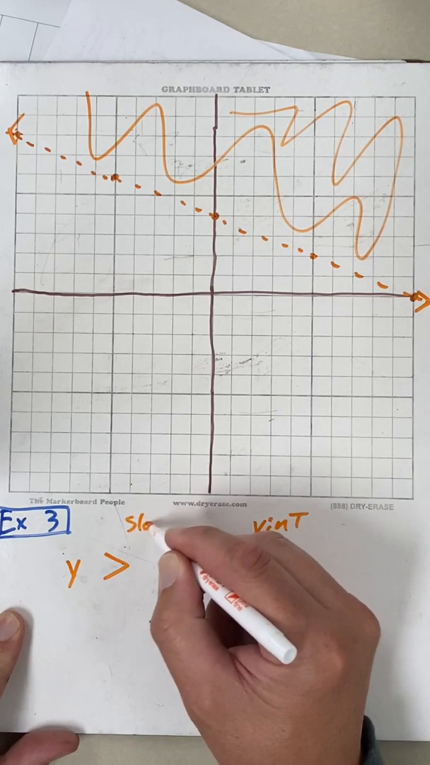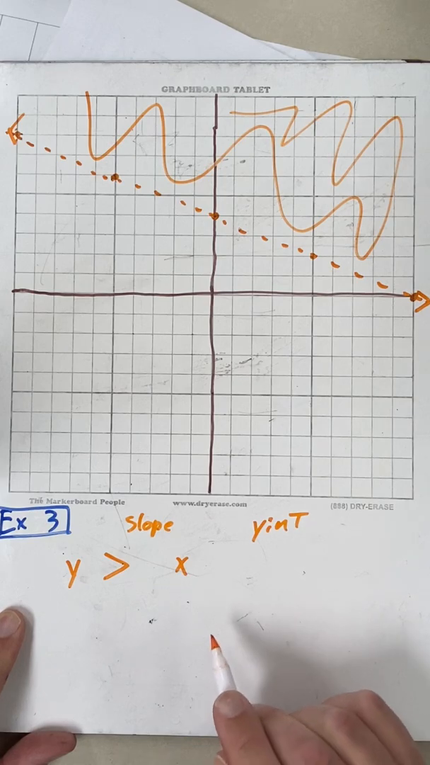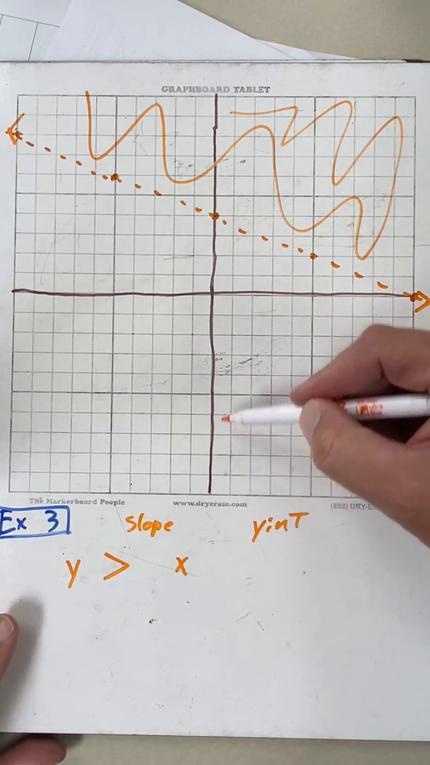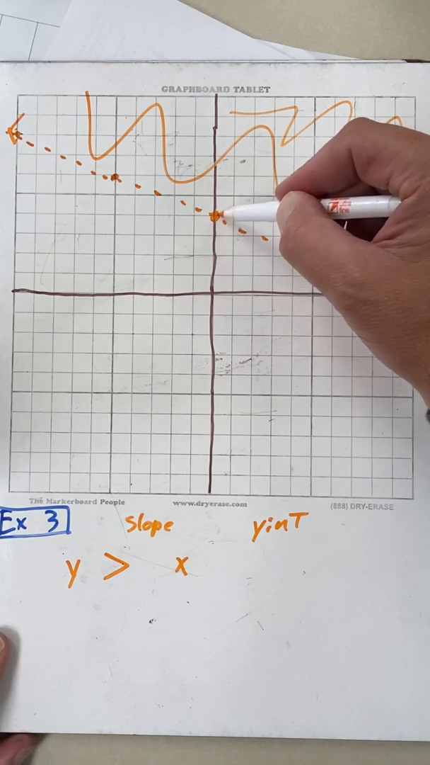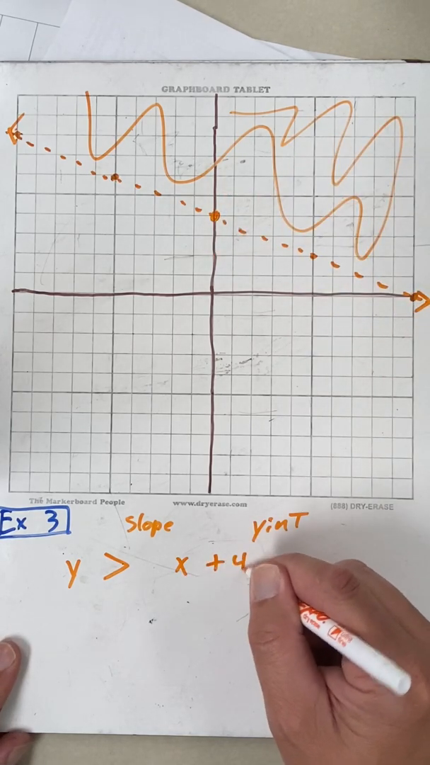and the slope. Okay, I always start with the y-intercept. To me, I look along this y-axis. I'm at 0, 0, and I'm going up 1, 2, 3, 4. And that's the starting point. So I write plus 4.